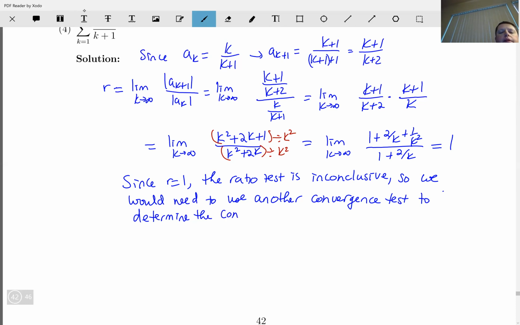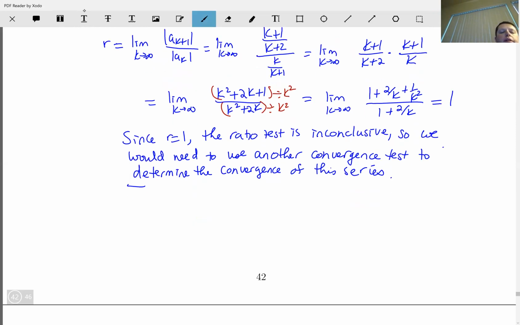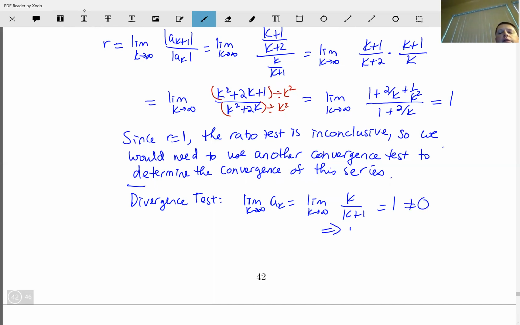Boy, is this a long video, sorry. To determine the convergence of this series, what might be a choice? I would use the divergence test. Why? Because if you look, the limit as k goes to infinity of the kth term is going to give me 1, which is not 0, so the series diverges.